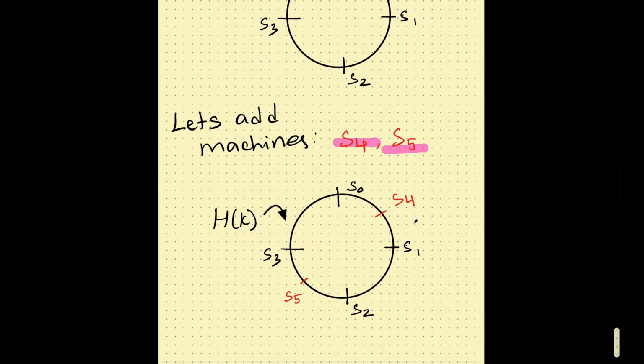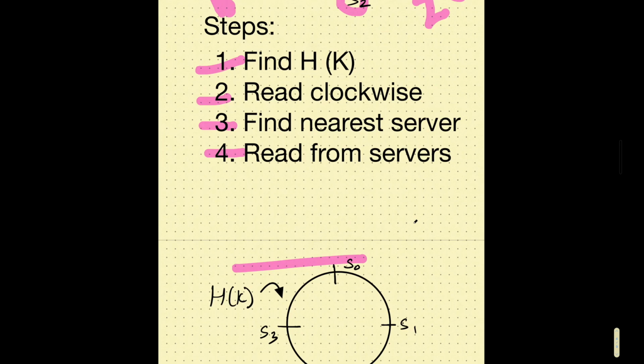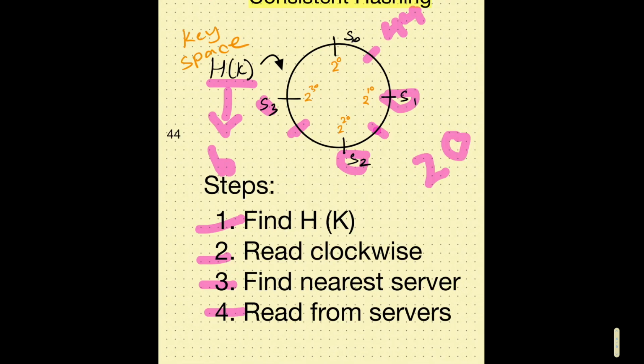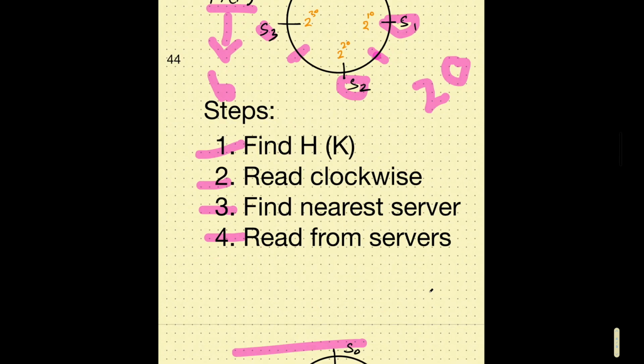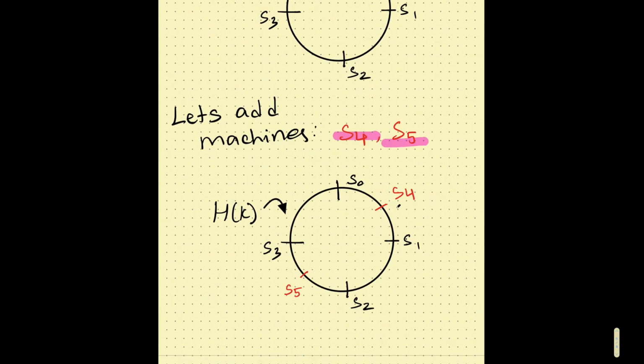So these are like the 2 new machines we added. We did the same thing we did before over here. Before we had 4 machines and we add them over here. So now what we're doing is the 2 new machines we got, 4 and 5, we're just trying to distribute it as evenly as we can. So we put 4 somewhere between 0 and 1 and 5 somewhere between 2 and 3.